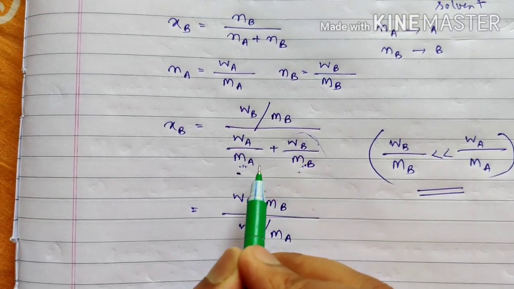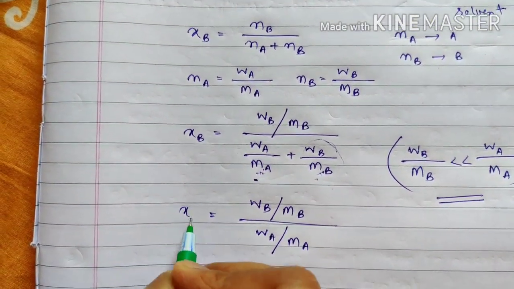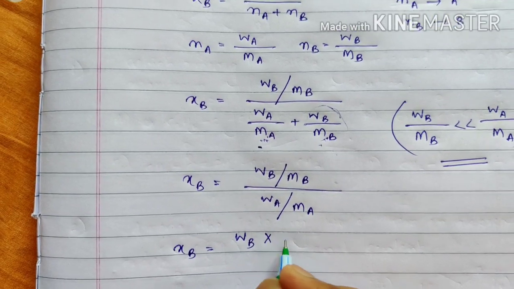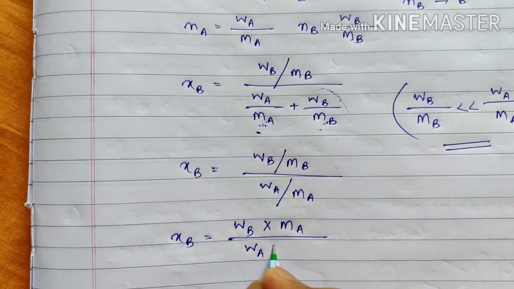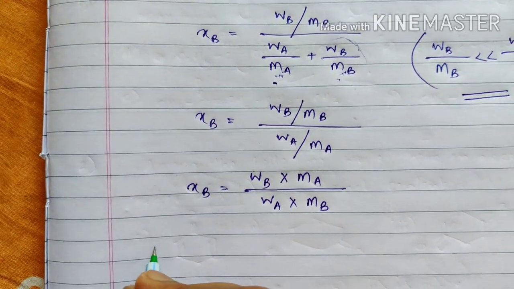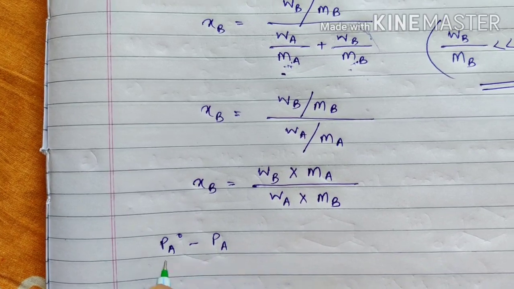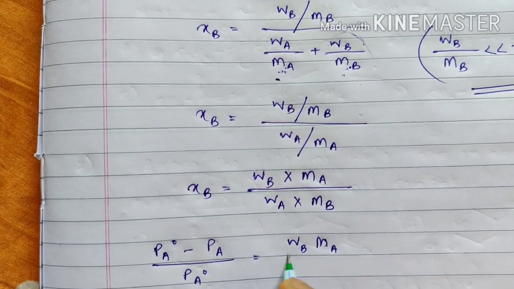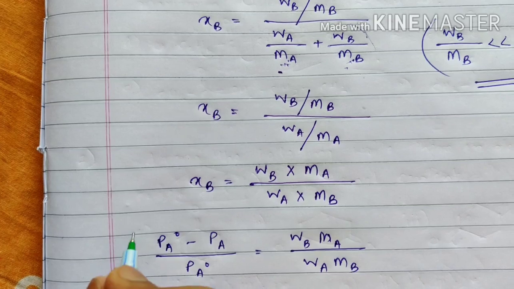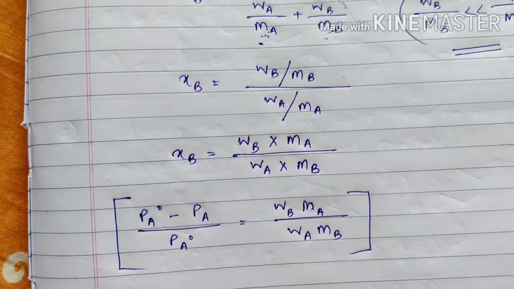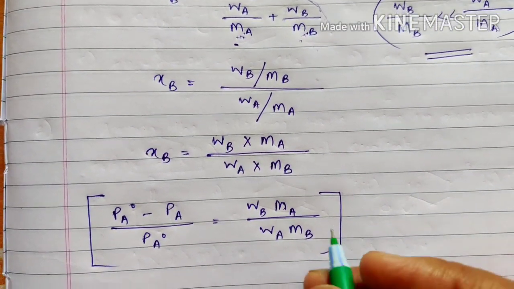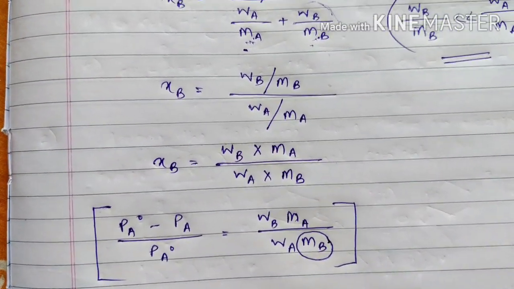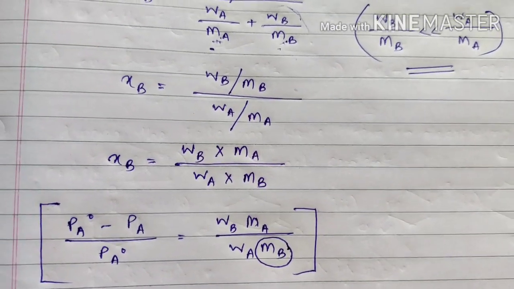So the addition of these two will be almost equal to this much. It should be equal to Xp. Now Xp, we can write as Wb into Ma divided by Wa into Mb. So in the final equation, (Pa0 minus Pa) divided by Pa0 is equal to Wb into Ma divided by Wa into Mb. So from this equation, we should be able to calculate the molar mass of solute. Remember, B we are considering as a solute, so the molar mass of solute we can calculate if the other values are given.